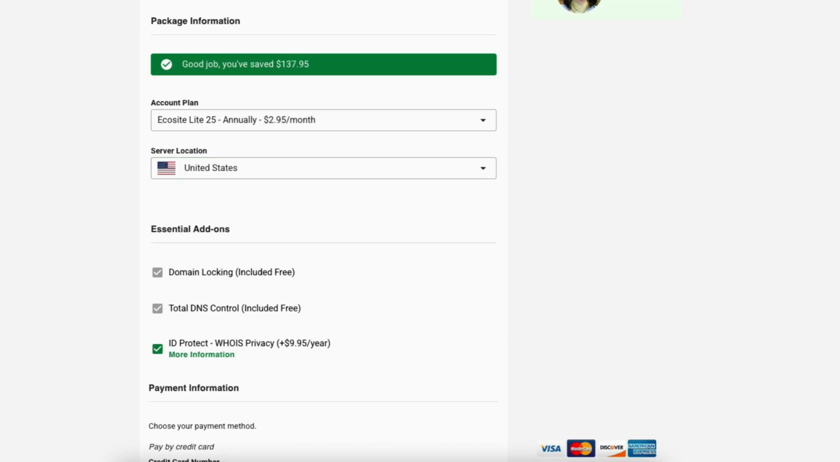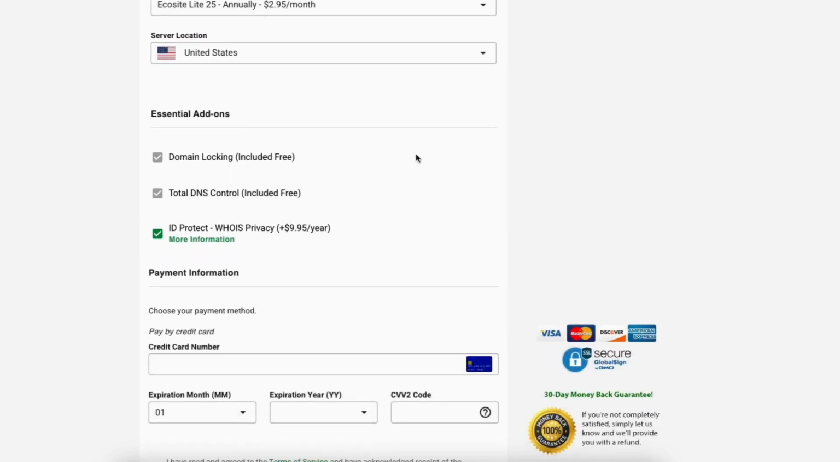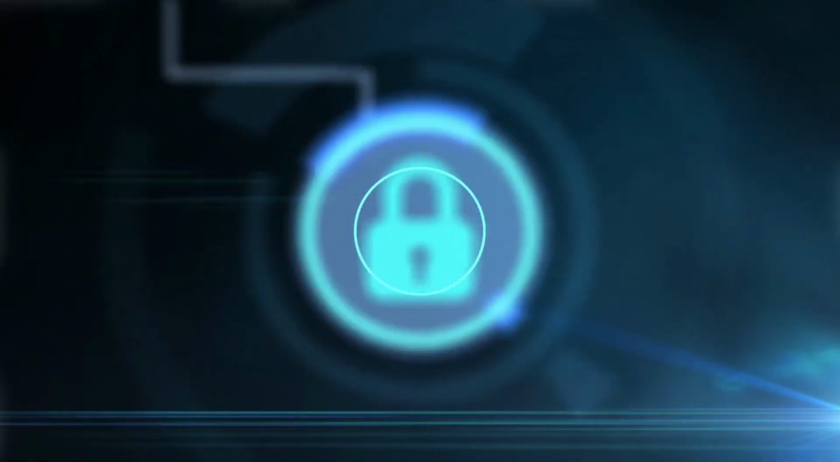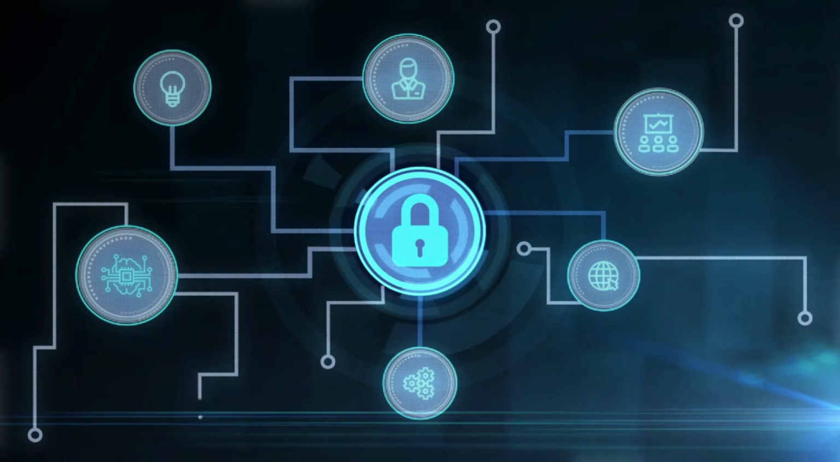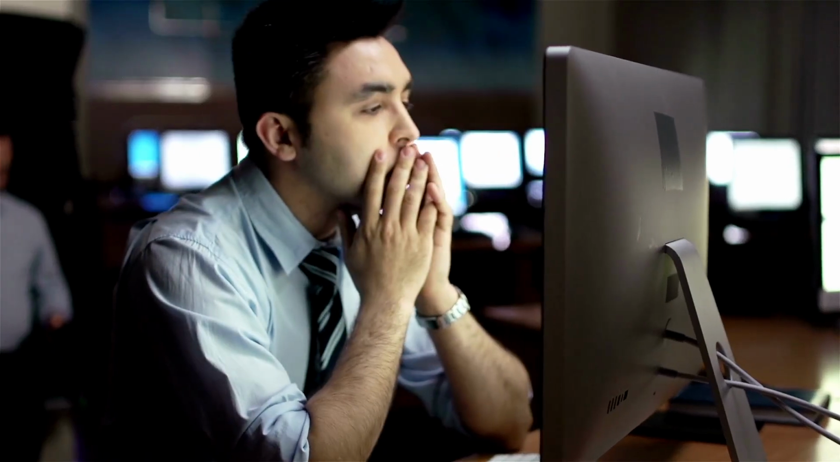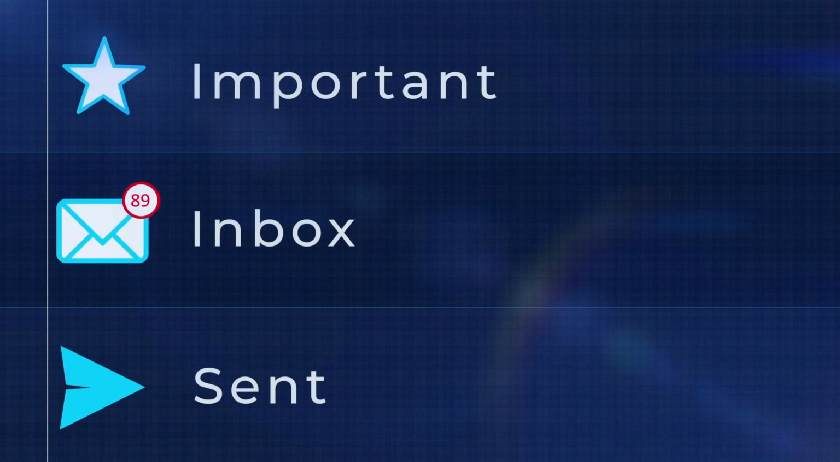Next is the Essential Add-ons section. You'll see domain locking is included free, as well as total DNS control. If you chose a domain name with GreenGeeks, you'll see ID Protect, Whois Privacy. Domain privacy protects your personal information showing in the public Whois database so that spammers and telemarketers don't get hold of your personal information to flood your email or phone with offers of their services.